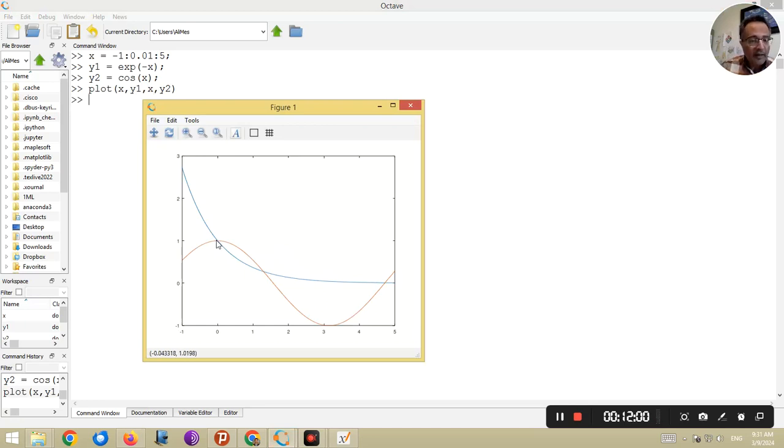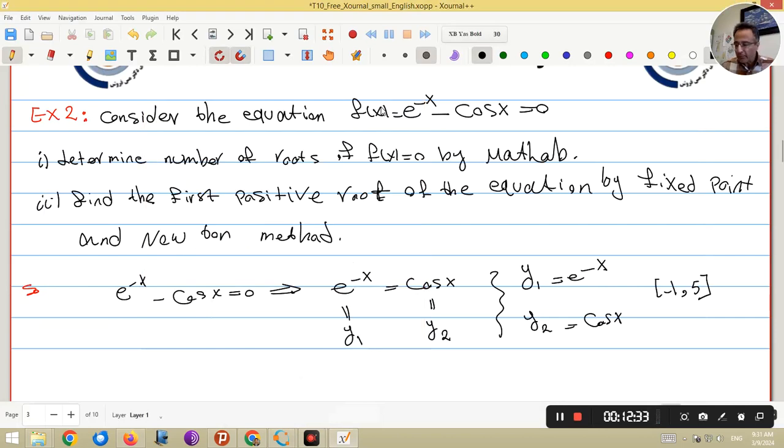Okay, now we have 1, 0 here, the other one here, and the other one here. This is 0, we know this is 0 because e to the power of minus x minus cosine of x for x equal to 0 is 0. So this is the trivial root, and of the other roots, one is between 1 and 2, and the other one is between 4 and 5. Okay, now let me try to find the roots by both the fixed point method and the Newton method.